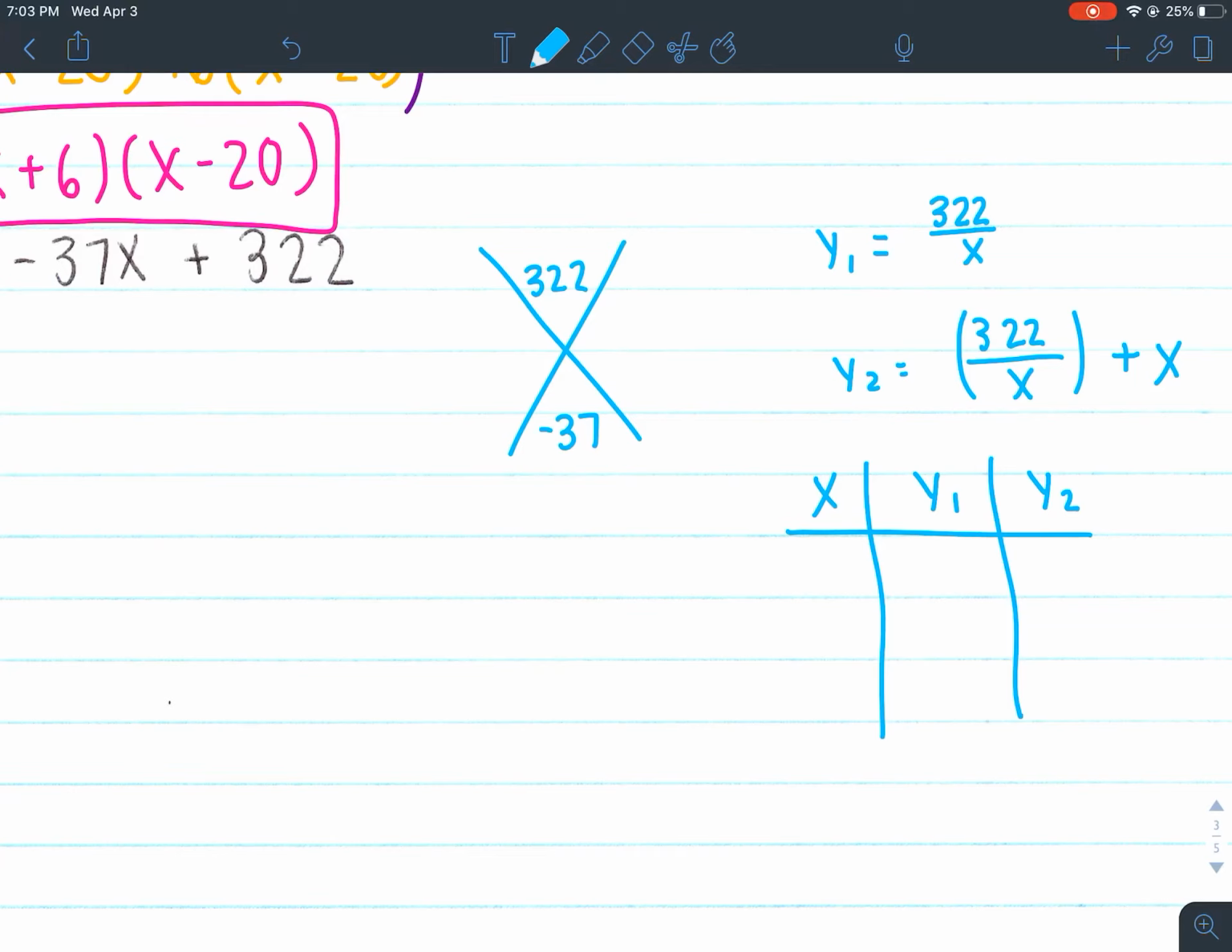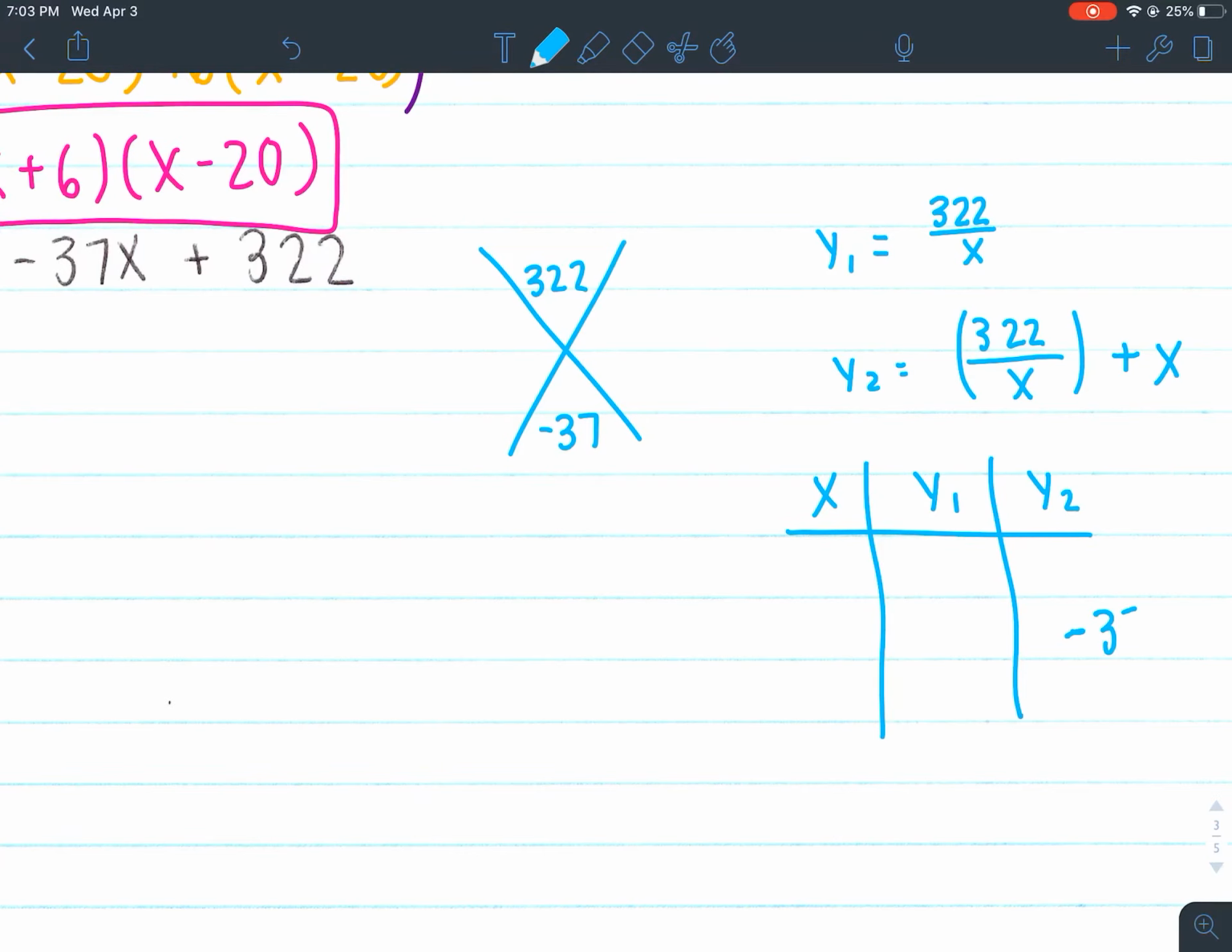Okay, and I actually need to get my calculator out so I can do that. So we have 322 divided by x, and then we have 322 divided by x plus x. Oh, I typed something in wrong. All right, and then you're going to hit second graph to see that list. Now you want it to add to negative 37. Where is my Apple Pencil? I have lost it. No, okay, there it is.